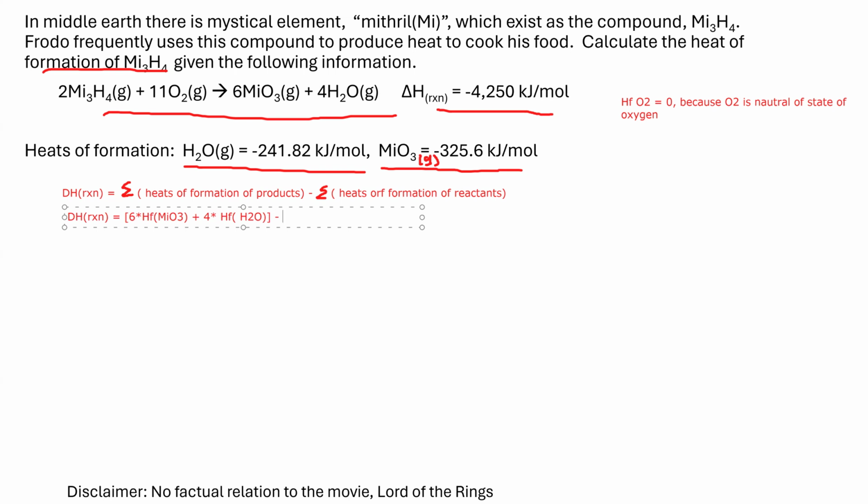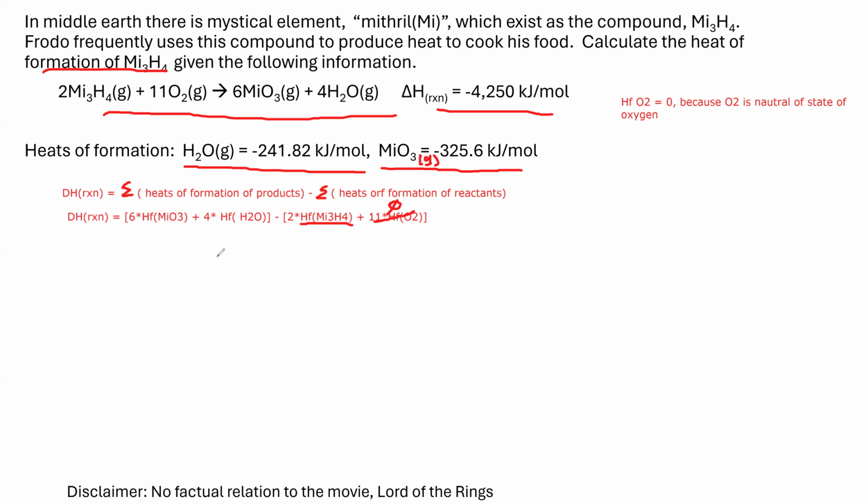And then we're going to subtract it from the heats of formation of reactants. So for reactants, we have 2 times the heat of formation of Mi3H4 plus 11 times the heat of formation of O2. Now, since the heat of formation of O2 is 0, we can go ahead and disregard this. So this will just be 0 right here. And again, what we're looking for is the heat of formation of Mi3H4.